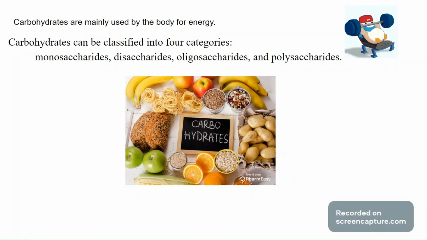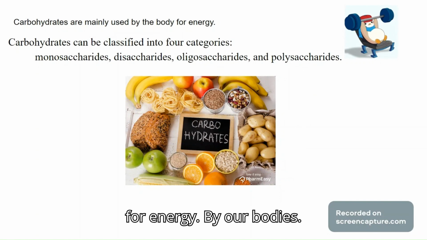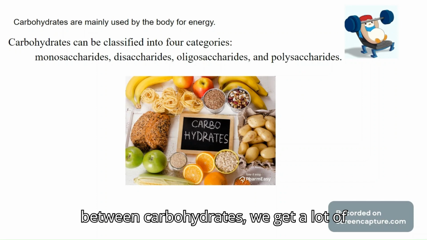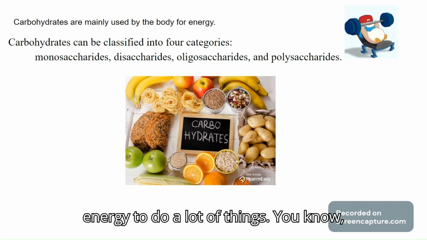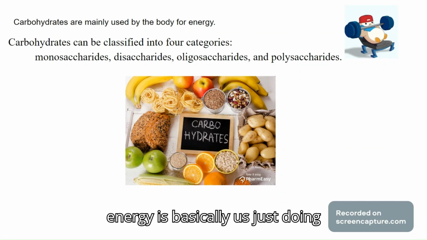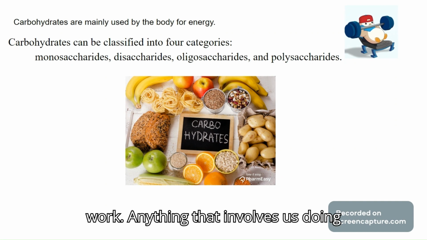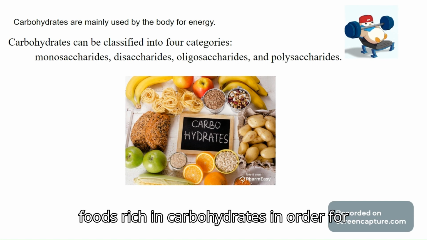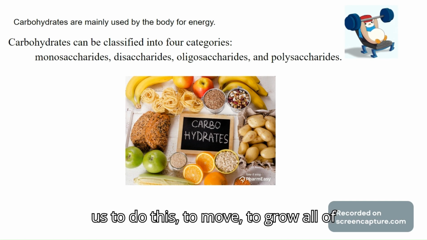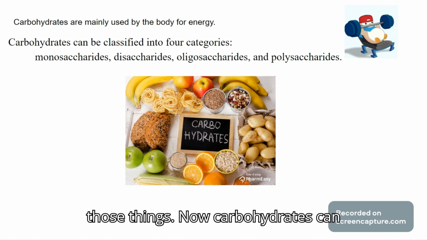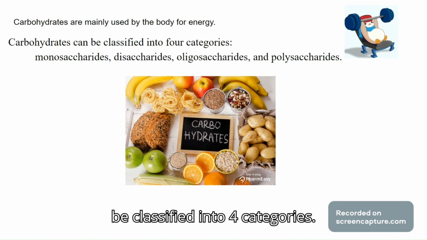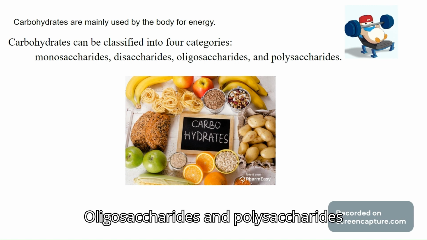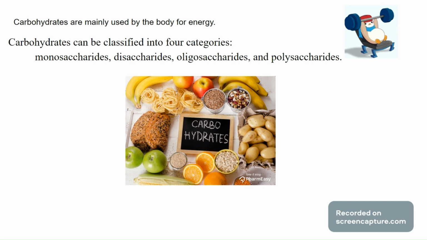Carbohydrates are mainly used for energy by our bodies. So it's one of the main sources of energy. When we eat food rich in carbohydrates, we get a lot of energy to do a lot of things. Energy is basically us just doing work. Anything that involves us doing work is energy. We need to consume foods rich in carbohydrates in order for us to do this, to move, to grow, all of those things. Now, carbohydrates can be classified into four categories: monosaccharides, disaccharides, oligosaccharides, and polysaccharides.